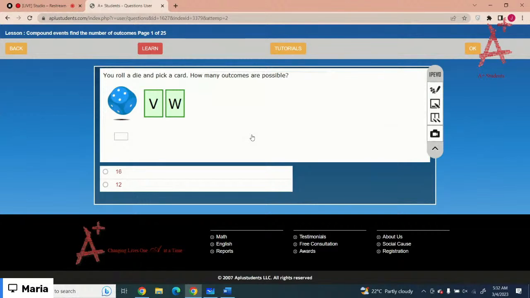You roll a die and pick a card. How many outcomes are possible? When you roll a die, you have six options. Got it? And the outcome for the die is 6 and for the cards 2, so it will be 2 times 6. The total outcomes for both events are 12. Got it? So the correct option is 12.